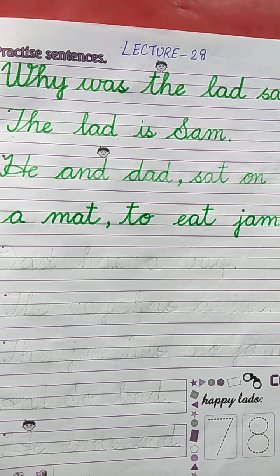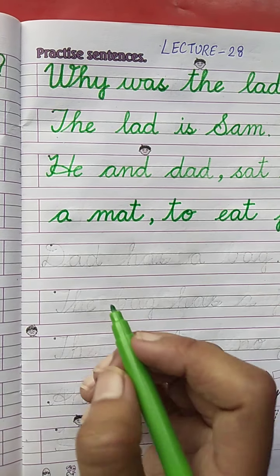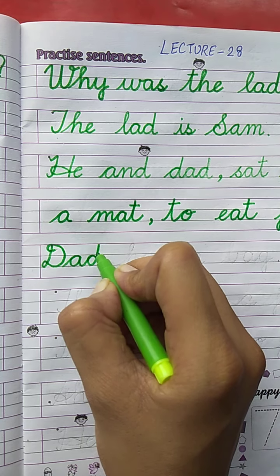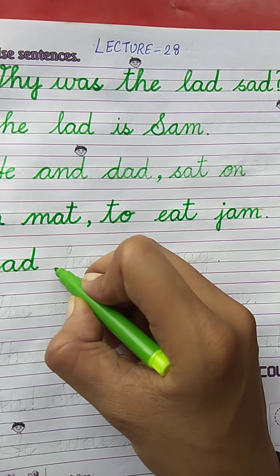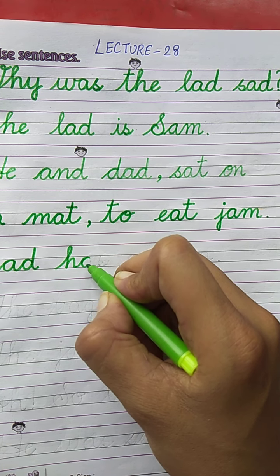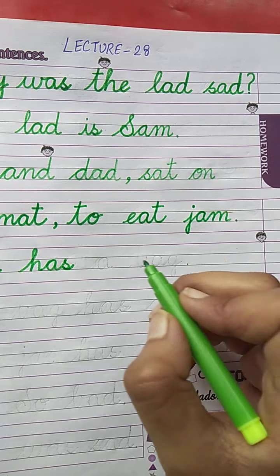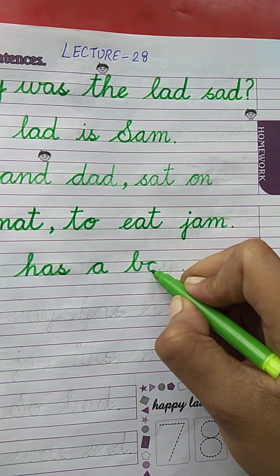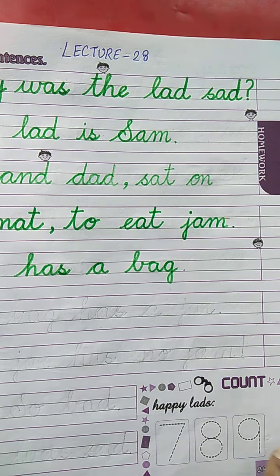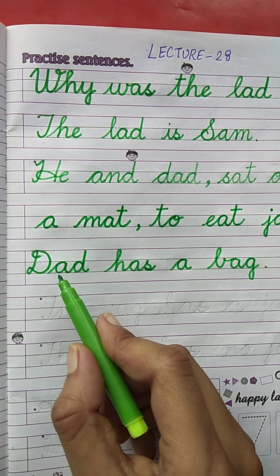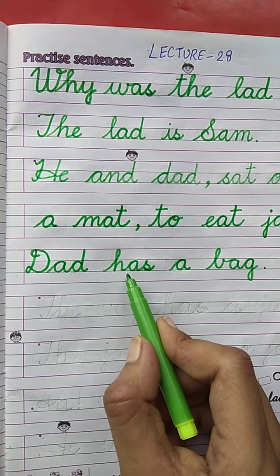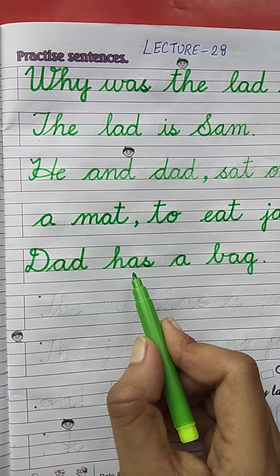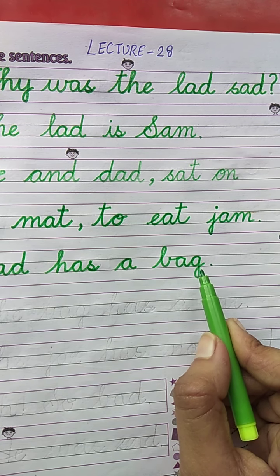Now come on the next. See here, write with me. D A D, dad. H A S, has. A B A G, bag. This is full stop. D A D, dad. H A S, has. A B A G, bag. Dad has a bag. Now the sentence is completed here.